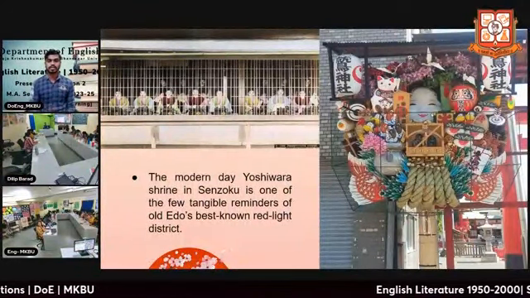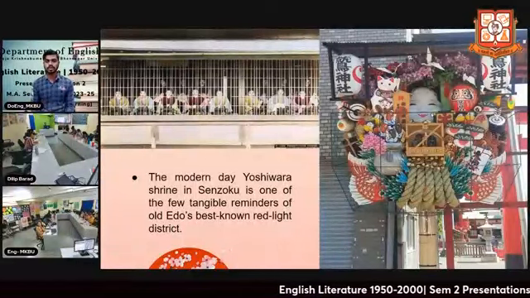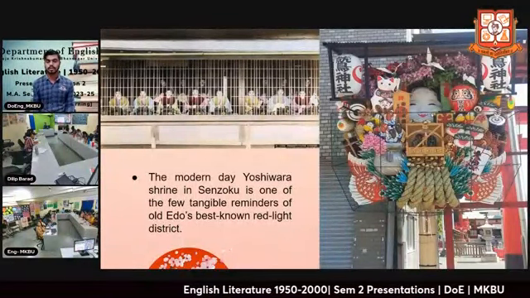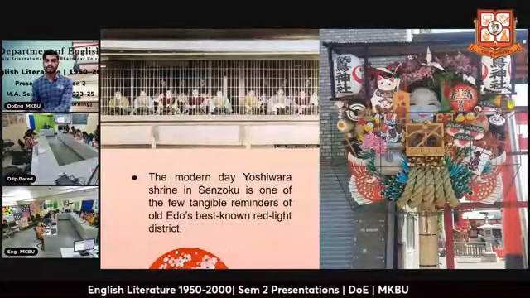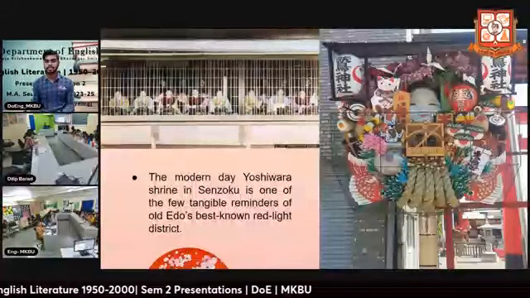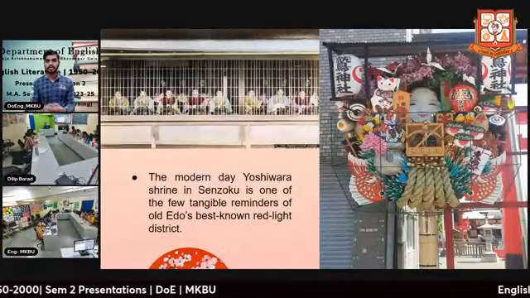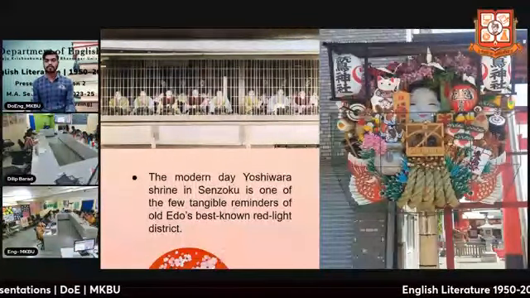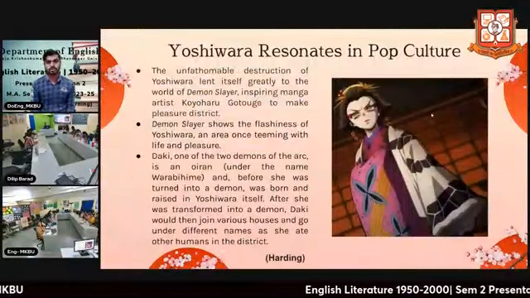So the answer is no. These are pictures of some remnants of the Yoshiwara in present-day Tokyo, and it is just another place of the Tokyo city which is teeming with people. There are some remnants they've taken care of because of their tradition.